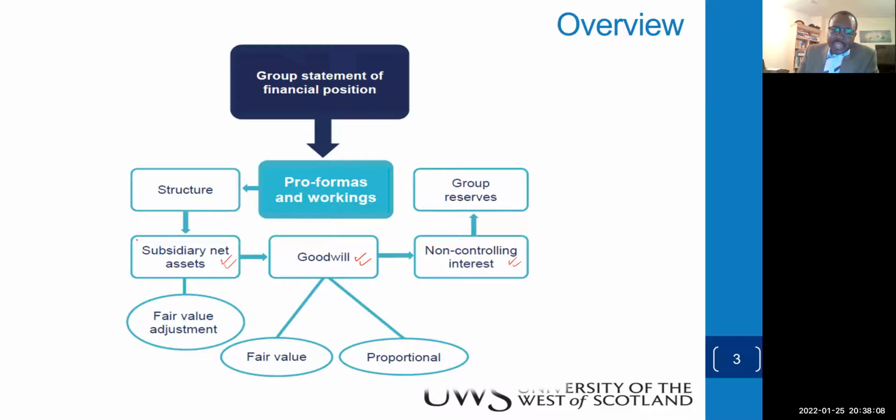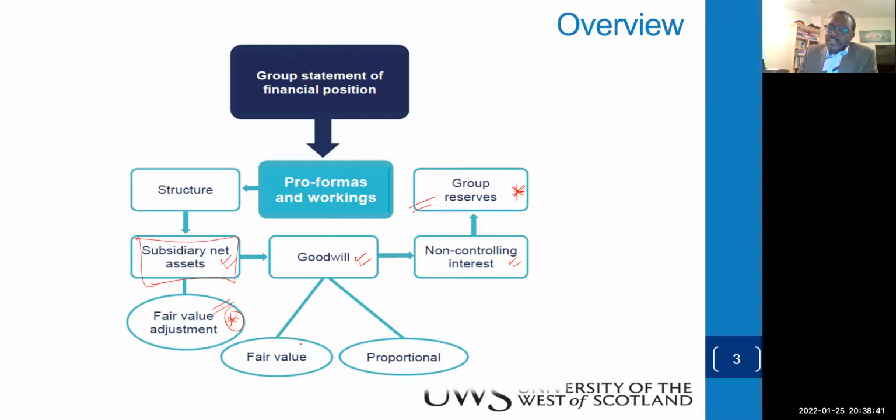Now, this is the next item which we are going to focus on: fair value. This is the last item. So we want to just run through the rest, what we've done so far, the pro forma workings and everything. Group reserves, we'll come back to it because once we deal with the intra-group trading and provision for unrealized profits, even with a fair value adjustment of the assets, it has some link with this one. So we'll come to it.